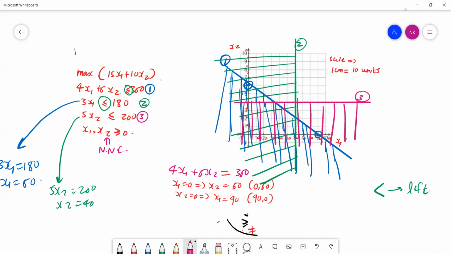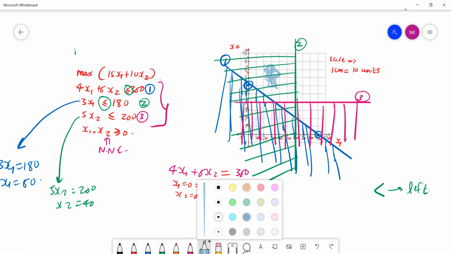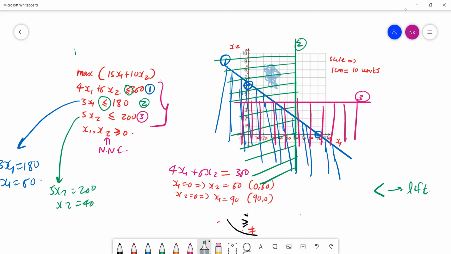Now can anybody tell me what could be my region which will be satisfying all three conditions? I can't say this particular region, whatever I have drawn with the blue highlight, because it is not satisfying all the three conditions. So what will be my region that satisfies all three conditions?